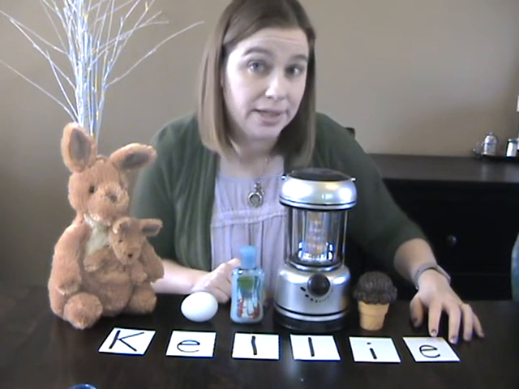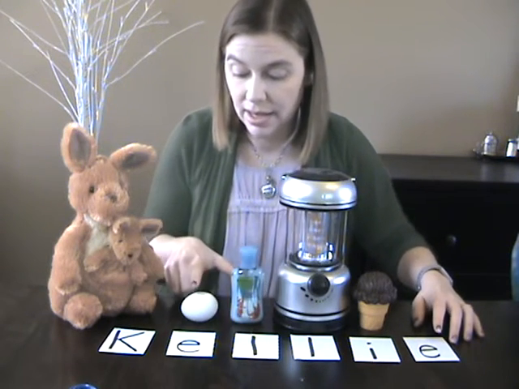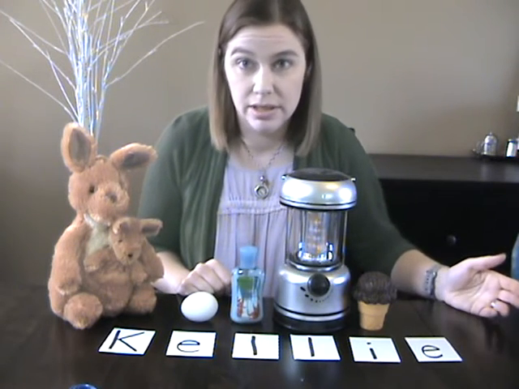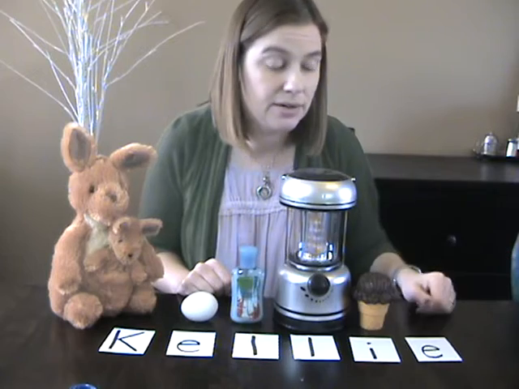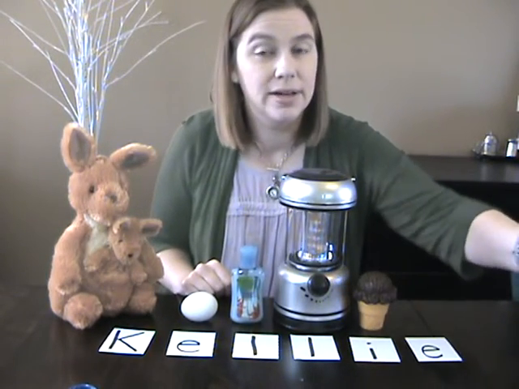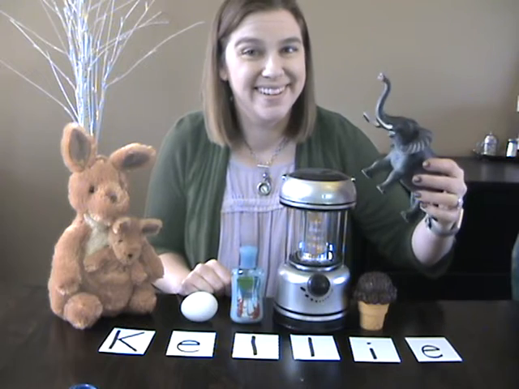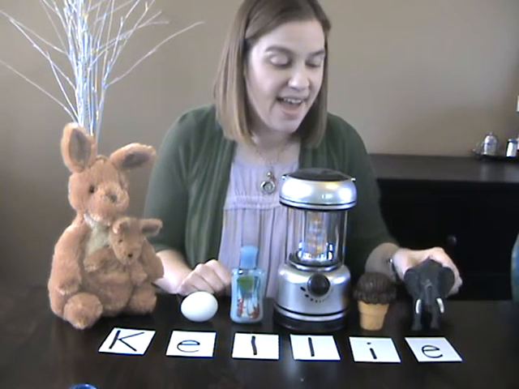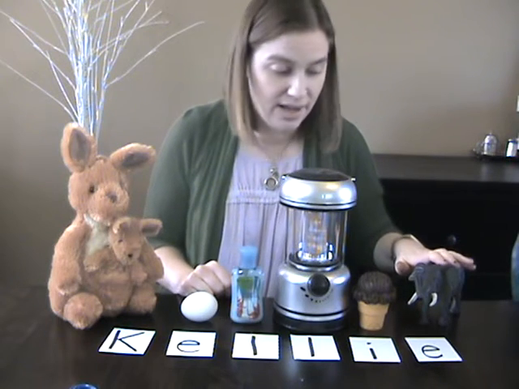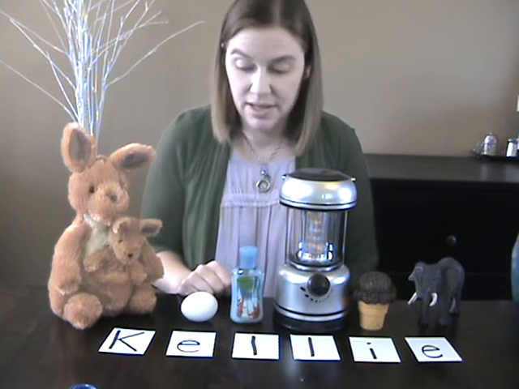I have another E. Okay, so I had an egg over here. And we know E can make the short e sound or the long E sound. I found, yes, an elephant. So we have an elephant for the E sound at the end.